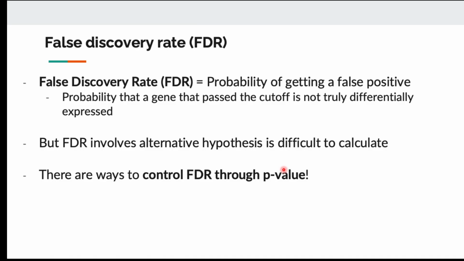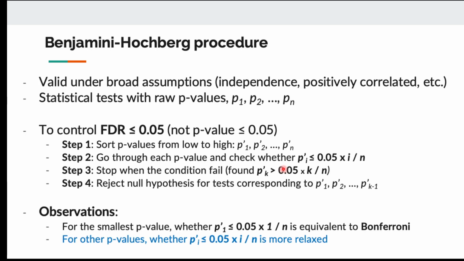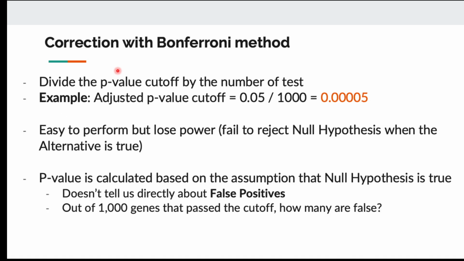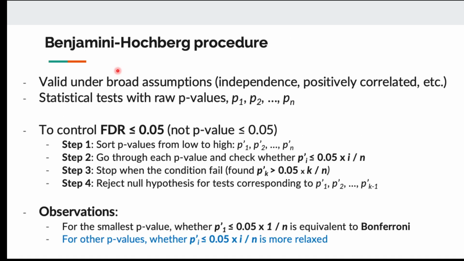So I'm going to introduce two techniques, which are very similar. The first one is the Benjamini-Hochberg procedure. Many of you have probably seen this before. One thing that's different between this procedure and Bonferroni: first, this procedure is going to control the false discovery rate, which is better than controlling the p-value.